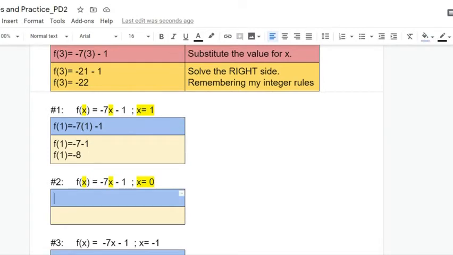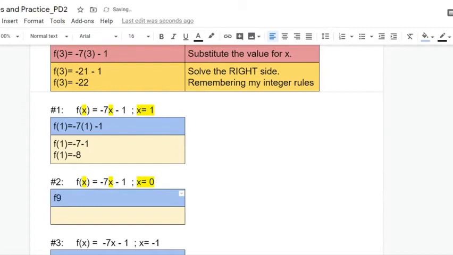So let's look at the next one. So we have f of x equals -7x minus 1. This time x equals 0. And they're doing this for a reason. We're going to discuss why all the x's are changing, but the equation's staying.